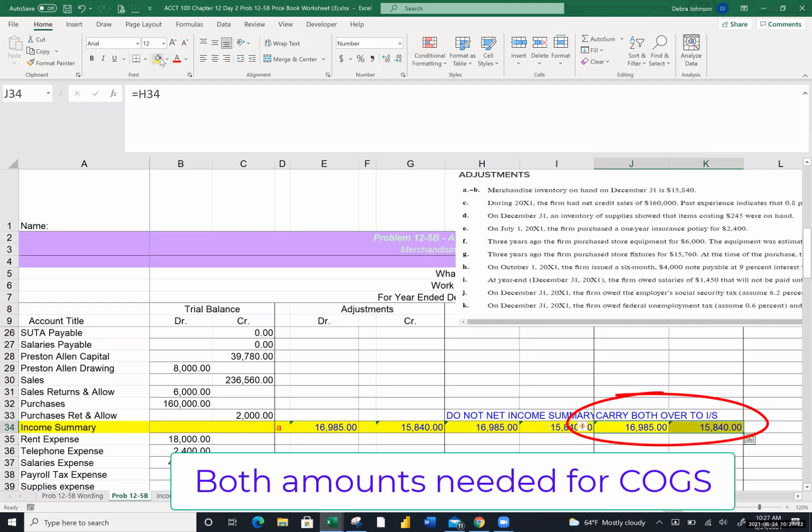So we're done with A and B. We took out the old and we put in the new. And the income summary line is the brand new mechanics. Do not net them, carry them both over to two places. Carry it over to the adjusted trial balance and also carry it over to the income statement. That's the only line item that is the exception to the rest of the mechanics that we've already learned.